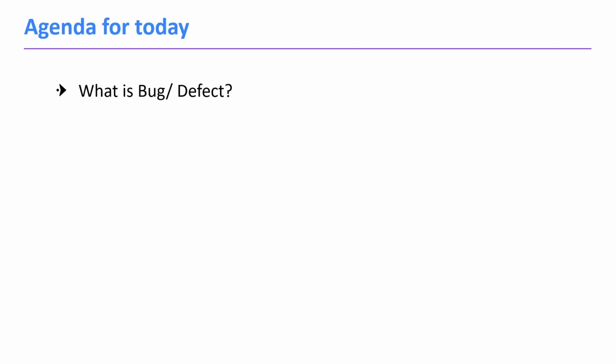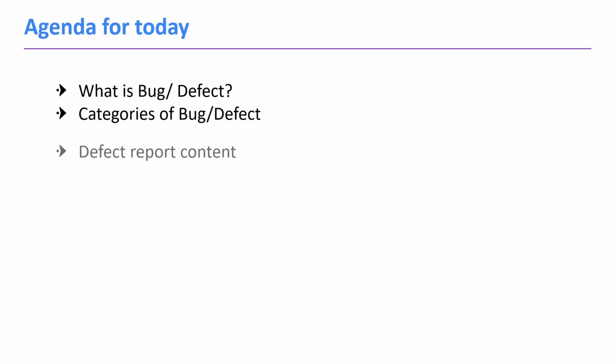In today's video, we are going to learn about what is a bug or defect, then categories of bug or defect. Then next we are going to learn about defect report content. So whenever we are reporting any bug, what are the different contents available as a part of a defect report, that we are going to see today.